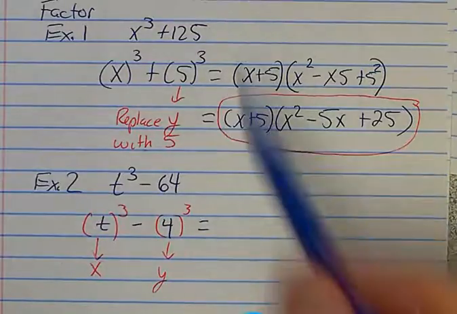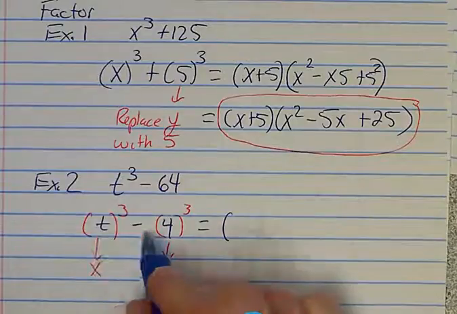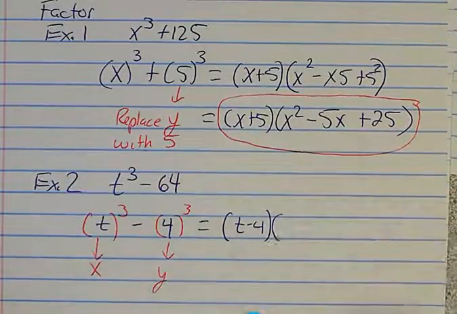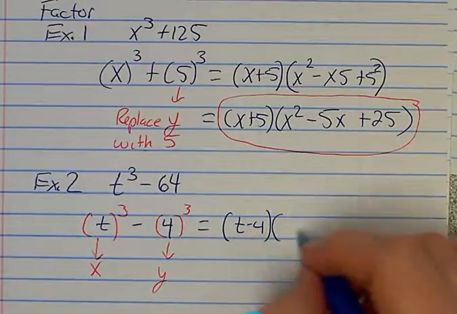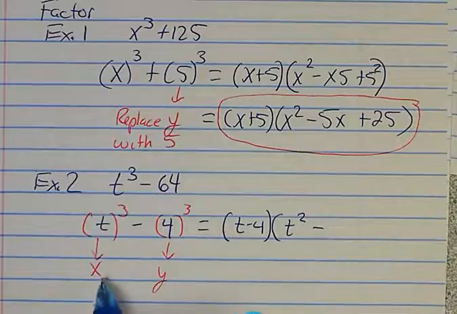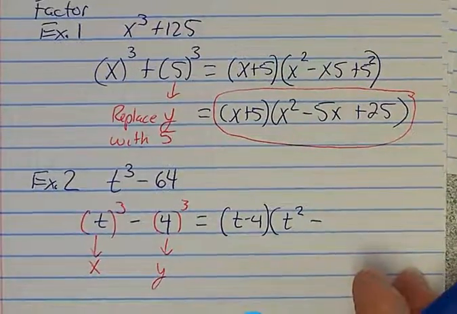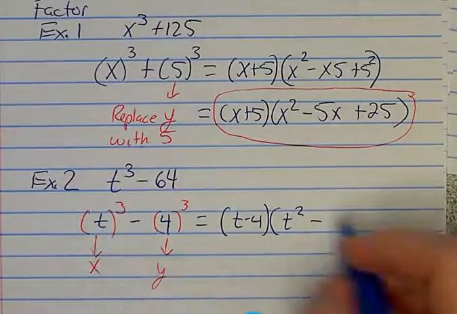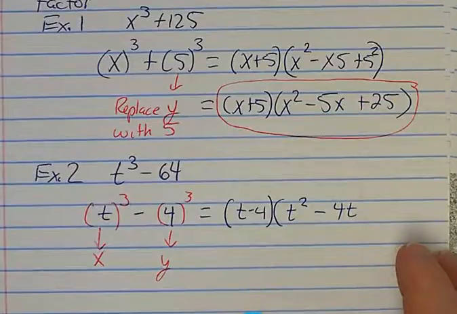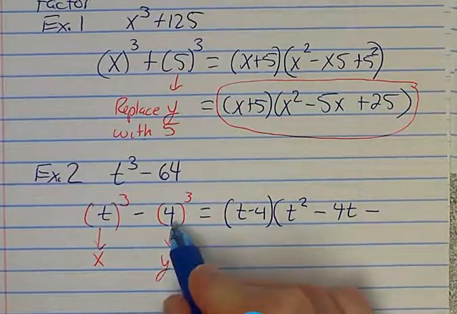Okay, so the formula we started off with was x minus y. So we're going to do t minus 4. Then it was x squared, which now is going to be t squared, minus x times y, so it's t times 4. And again, just so we can save one step here, instead of doing t times 4, let's do 4t. And at the end we had y squared, which is going to be 4 squared.